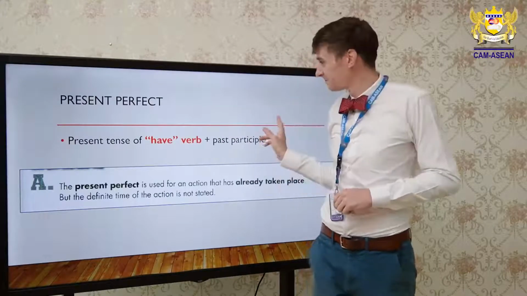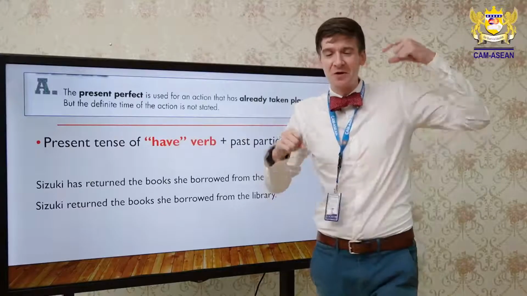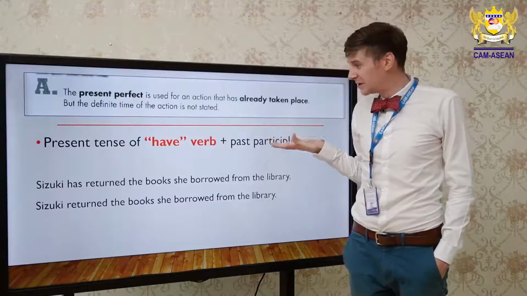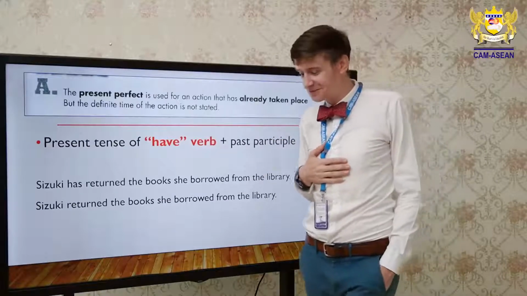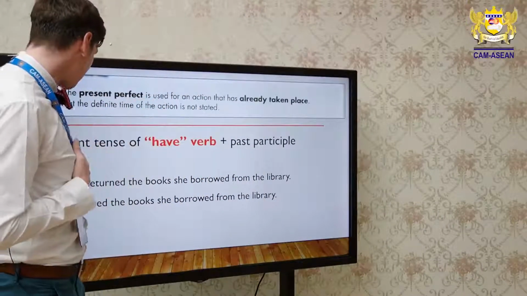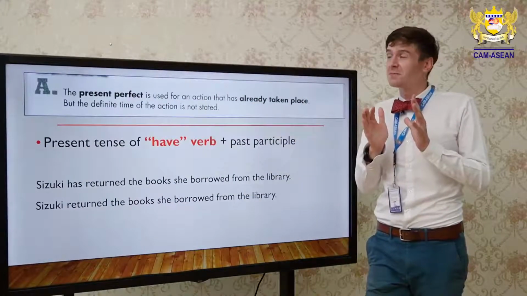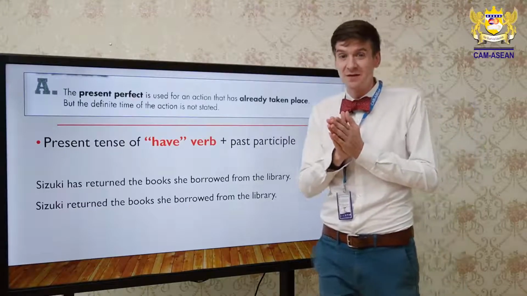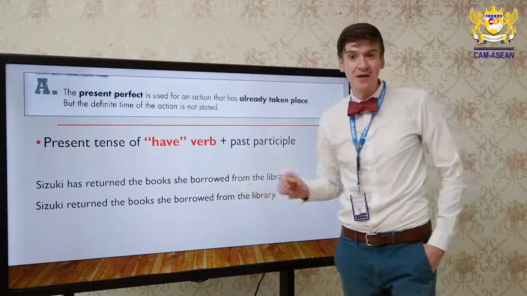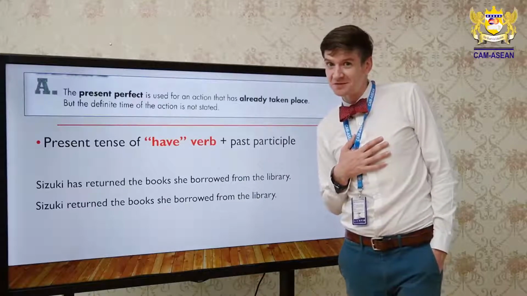Let's look at an example. So we have present tense. We need a present tense have, or we need a have or a has, and a past participle. So here are 2 sentences. You didn't think there was going to be a quiz, did you? Here are 2 sentences here. We know what present perfect looks like. So this is where we try to identify it. Which one is present perfect? Pause the video.